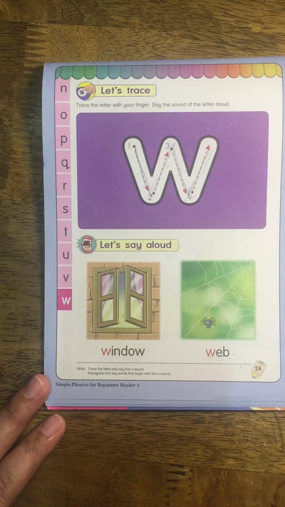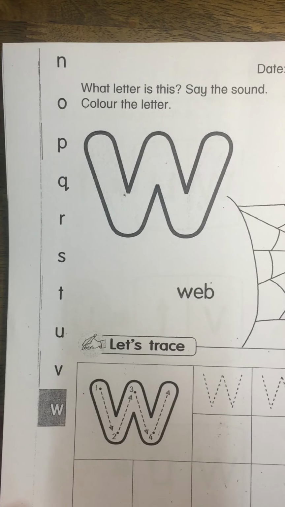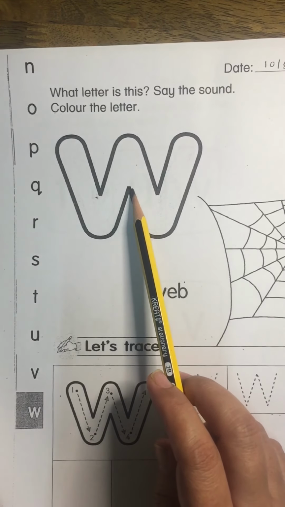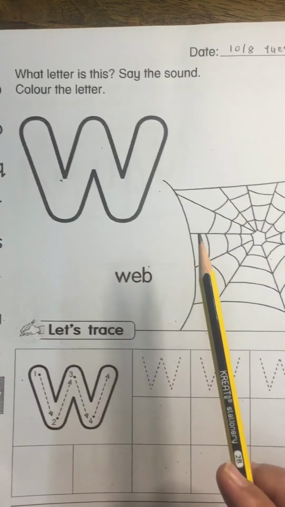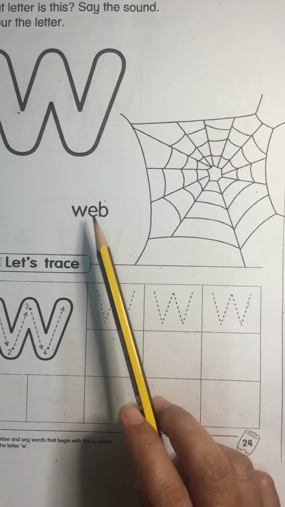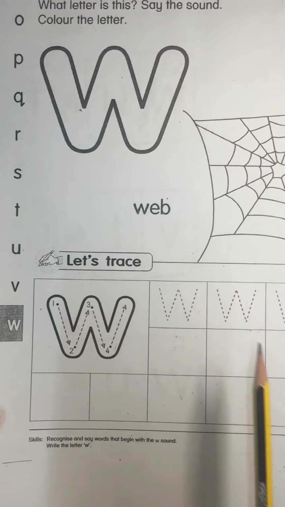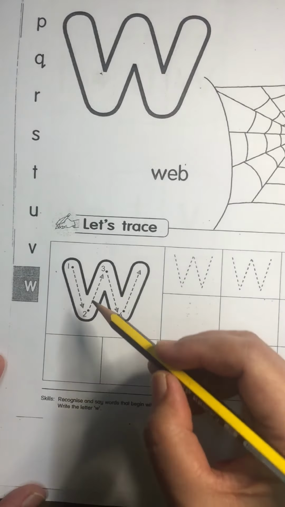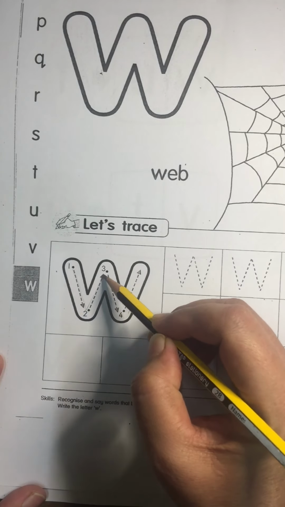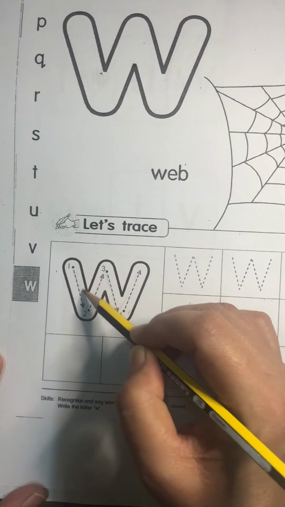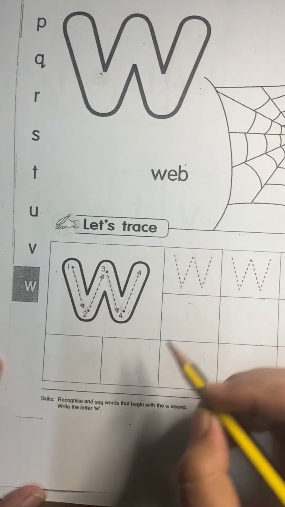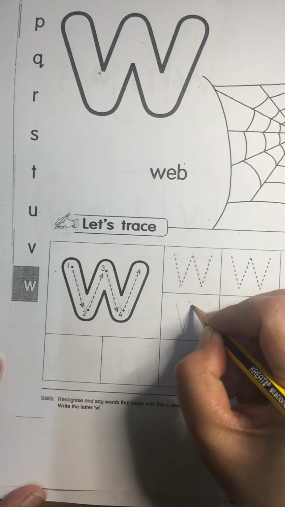Now we have some exercise here. This is letter W. W for web. W, E, B, web. What I want you to do is write down and trace letter W. Down, up, down, up. Right until finish.